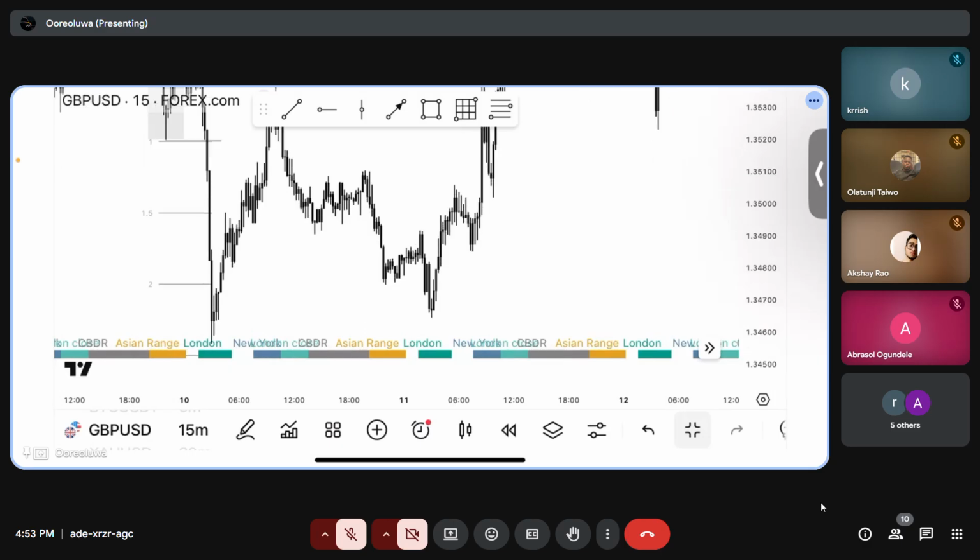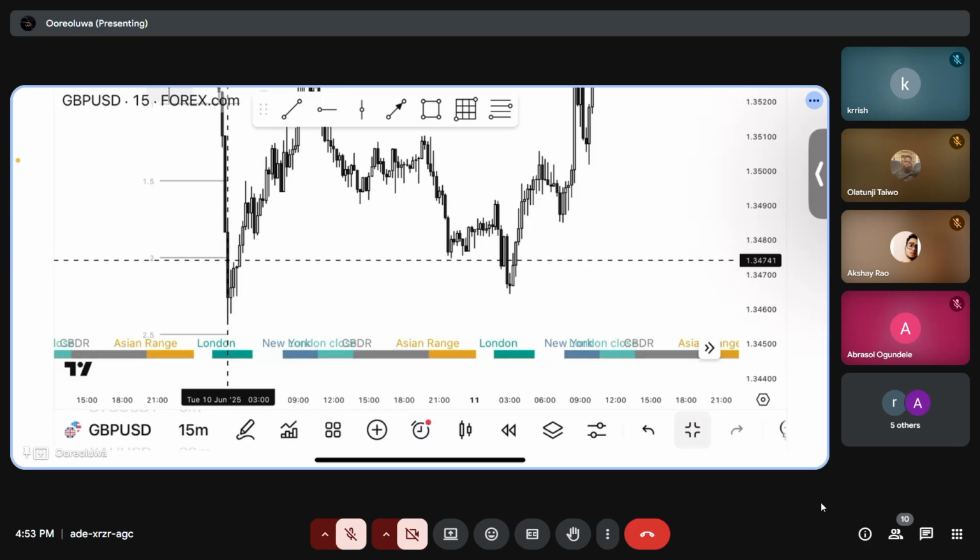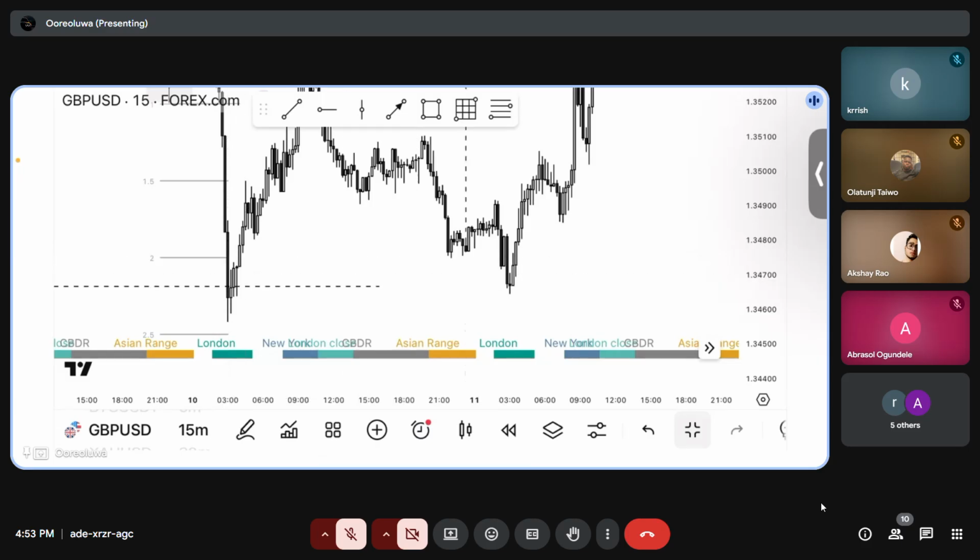So this was an order block around this point, an order block here. So that's another block, and this is Asia.